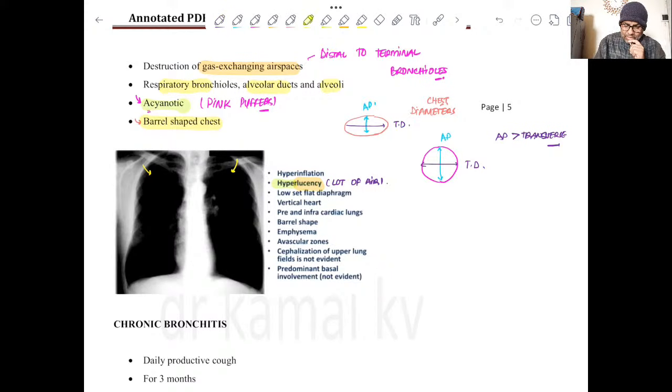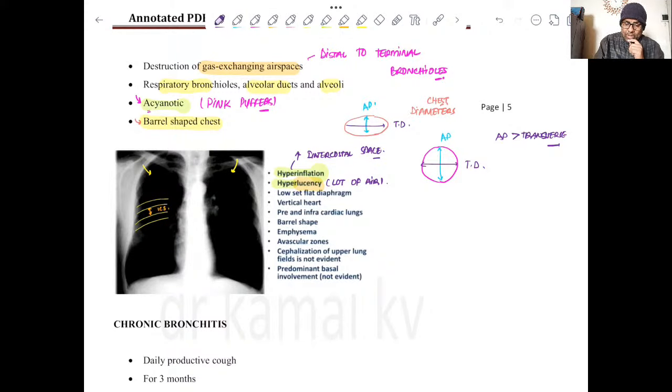Number two, although not clearly seen in this, if you see, this is one rib, and say this is another rib, and there is very much increased distance between the two ribs, right? So this is actually the intercostal space. So there is widening of intercostal space, and that is mentioned as hyperinflation. So increased dimensions of intercostal space. So this is one thing.